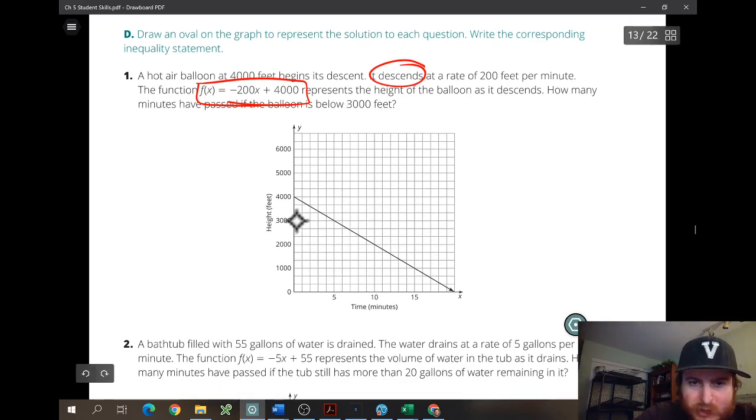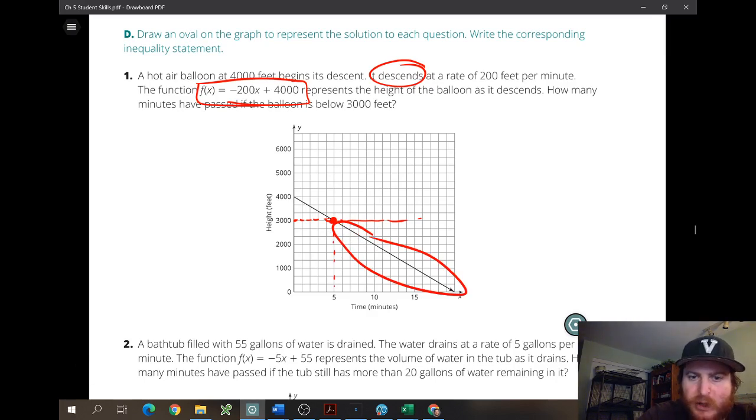So we're going to go over to 3,000, kind of draw a little arrow over it, right? And below 3,000, that's going to be here. Now, I want you to put the point there, and we're not going to circle the point, right? Where is this point intersecting? It's intersecting at 5. So what this solution is going to be, we want to write the solution to each question. The answer is going to be when x is greater than 5.